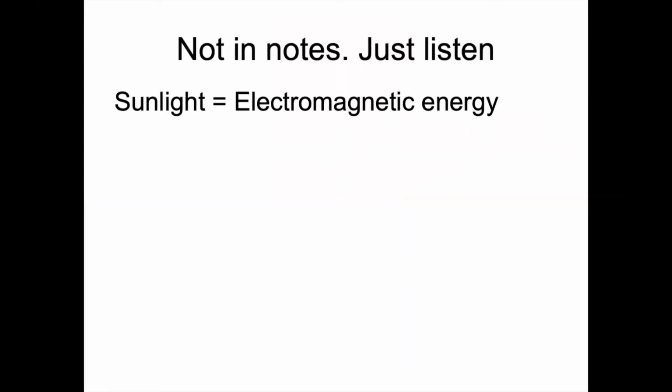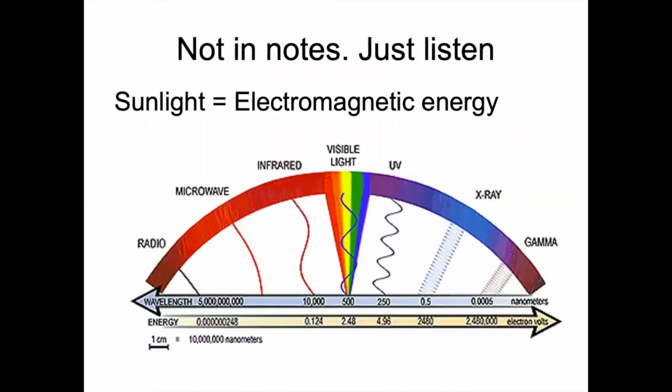Anyway, where it says not in the notes, just listen. I'm not expecting you to write all this stuff down because you should already have this in the vocabulary. Sunlight is electromagnetic energy. That's your vocab word, electromagnetic energy. All energy from the sun, and we have different kinds ranging. We talked about this in vocab as well, so I won't go into so much detail. Going from radio all the way to gamma, and actually beyond those as well.